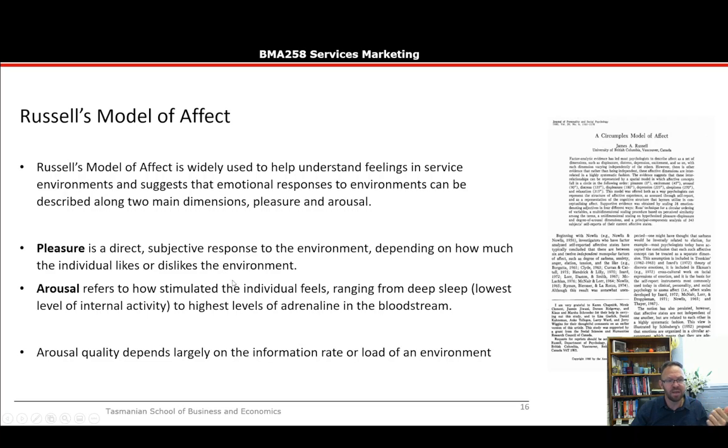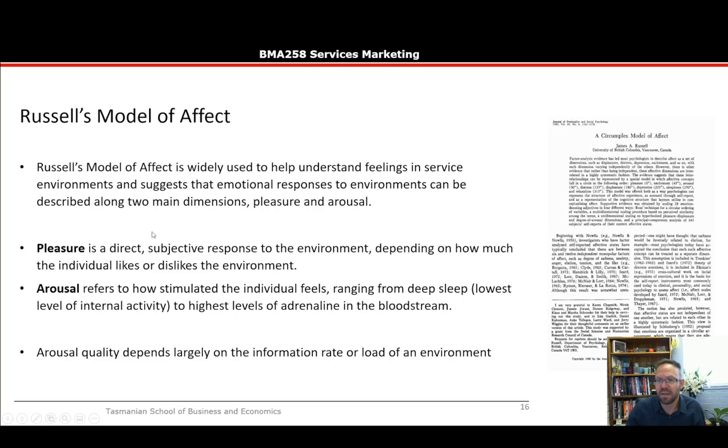So pleasure is a direct subjective response to the environment, depending on how much the individual likes or dislikes it, whereas arousal refers to how stimulated the individual feels, ranging from deep sleep, which is the lowest level, to the highest levels of adrenaline in the bloodstream. Arousal quality depends largely on the information rate or load of the environment.